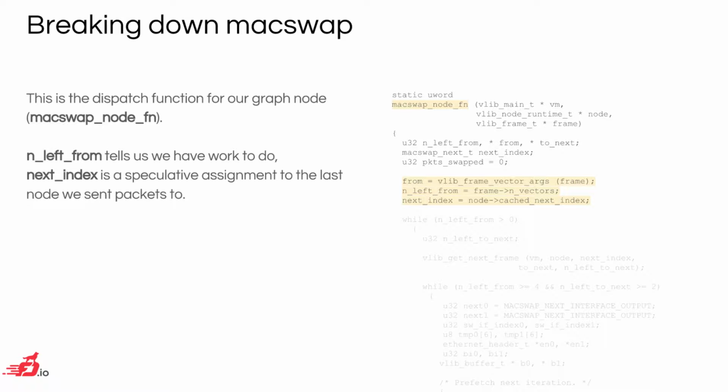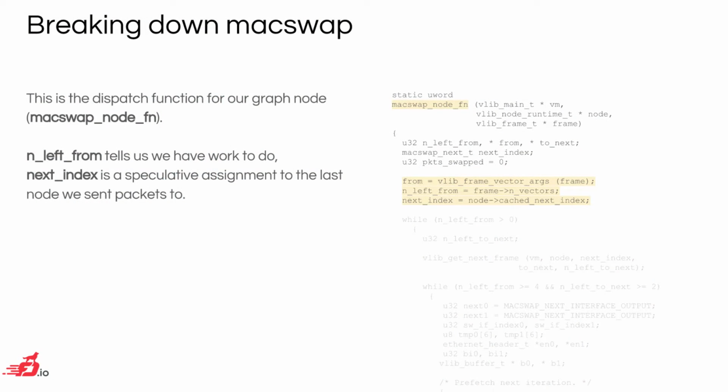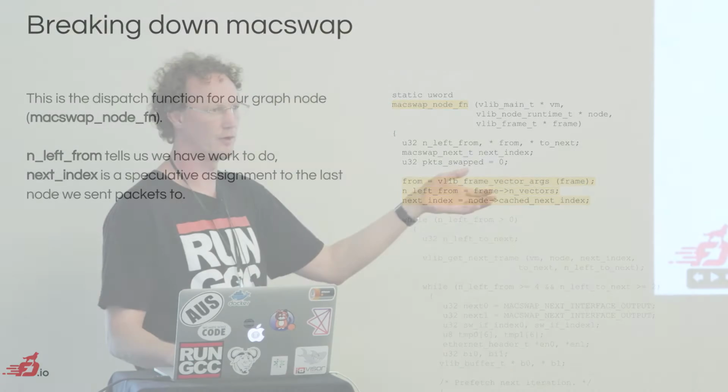Now, endLeftFrom is a key variable that's going to keep cropping up inside the standard graph node pattern. And all endLeftFrom says is we have work to do and how much. NextIndex is our speculative assignment. So you can see here in the highlighted bit, NextIndex equals the node's cached NextIndex. Now for us, it's very simple. It's going straight back out the other interface.